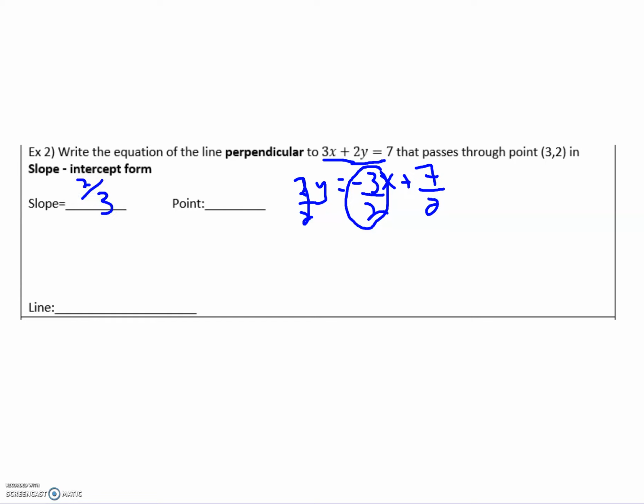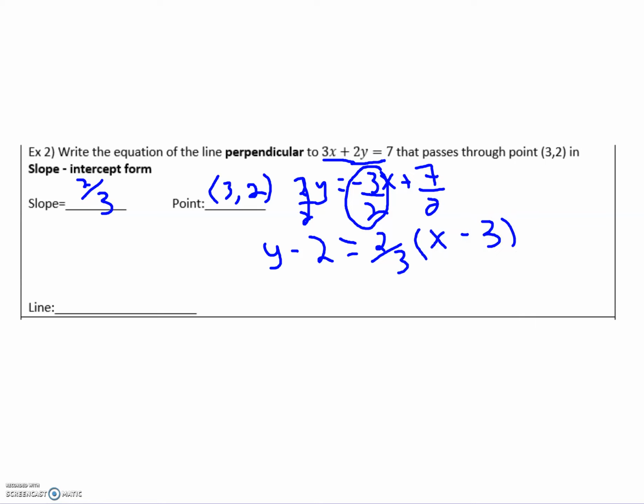And then I need to go through the point (3, 2). Okay, so I have a point and I have a slope. So originally I can write it in point slope form. I would write y minus 2 is equal to 2/3 times (x minus 3).